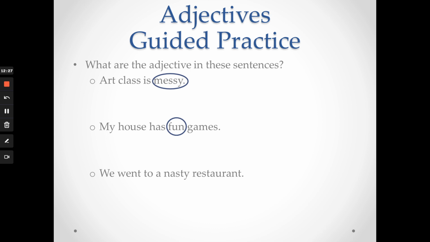We went to a nasty restaurant. Which word is the describing word in this sentence? Which word is telling us what kind of restaurant we went to? Nasty.